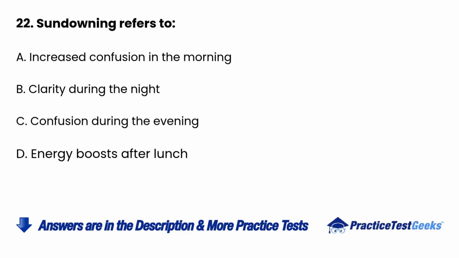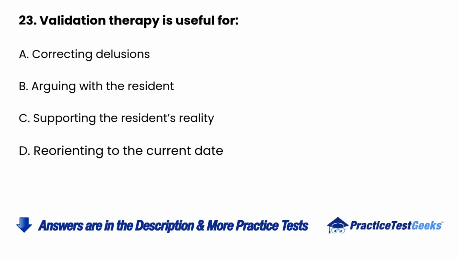22. Sundowning refers to A. Increased confusion in the morning. B. Clarity during the night. C. Confusion during the evening. D. Energy boosts after lunch. 23. Validation therapy is useful for A. Correcting delusions. B. Arguing with the resident. C. Supporting the resident's reality. D. Reorienting to the current date.